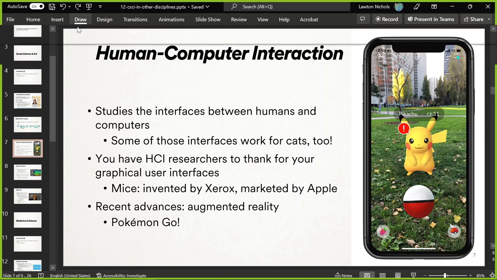This is a fun little subfield of computer science that studies the interfaces between humans and computers. So that's the way that they interact, right? So helping create more interfaces that make sense. Because back in the day, all of our computers looked like this. They were just a bunch of text on a screen.